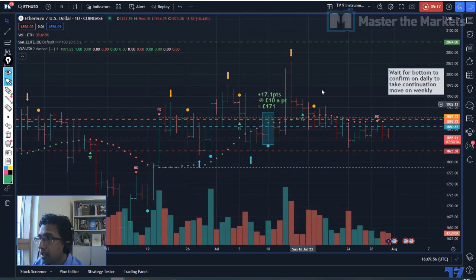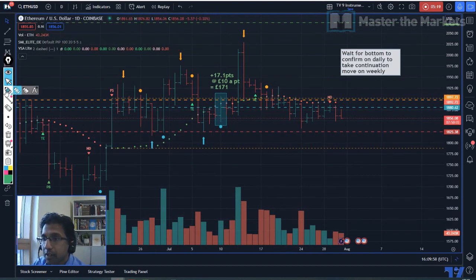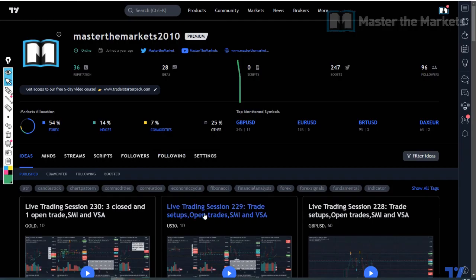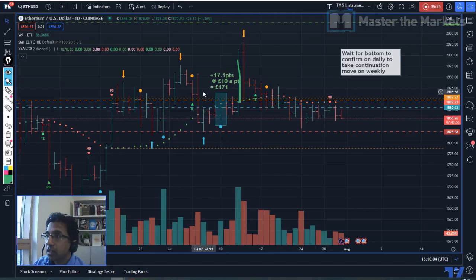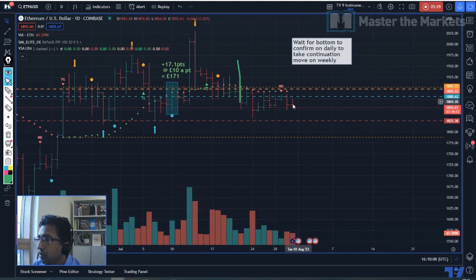Ethereum, what's happening here? We did take a profitable trade in real time. That's also on our channel. You can watch under ideas where we took it, and 70.1 points. Now what we're doing is waiting for the bottom to confirm as well, to take a continuation move on the weekly.